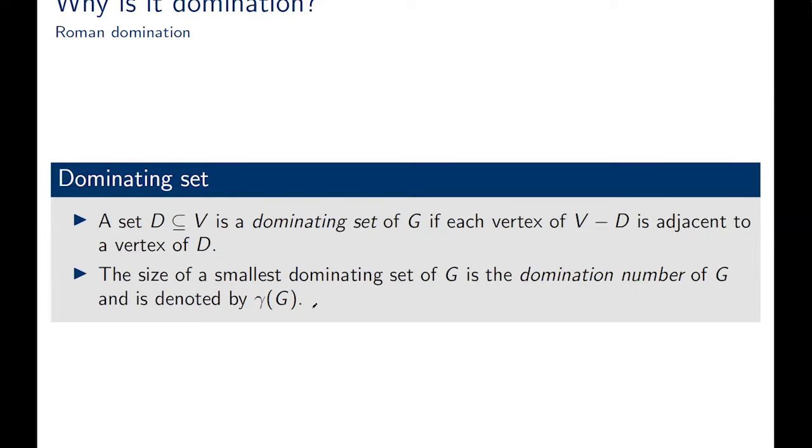So why is it domination? Because every vertex of a graph has either 1 troop of soldiers, 2 troops of soldiers, or 0. But if there are no troops of soldiers at all, it is adjacent to a vertex with 2 soldiers. It means that the vertices with 1 soldier or 2 troops of soldiers constitute a dominating set in our graph. So the Roman dominating set is also a dominating set.